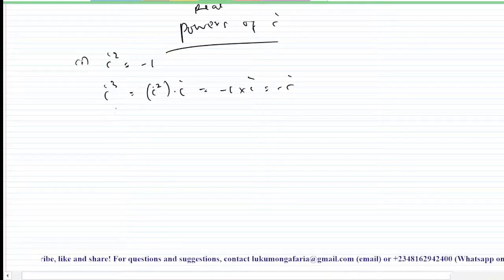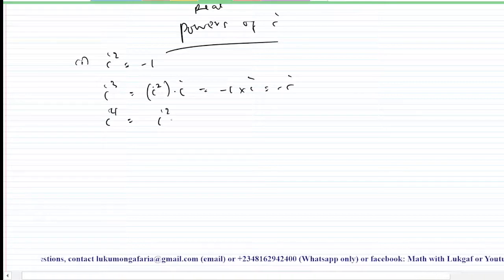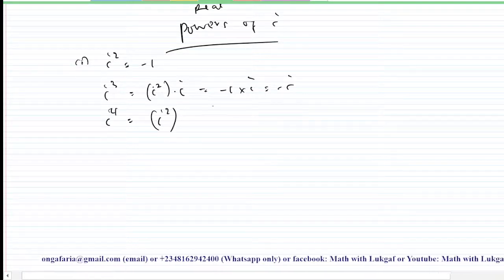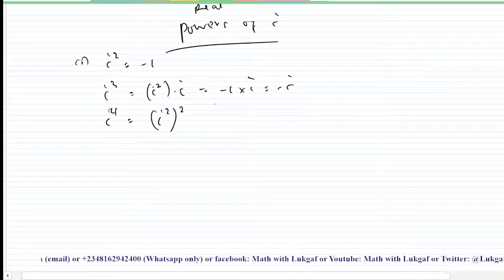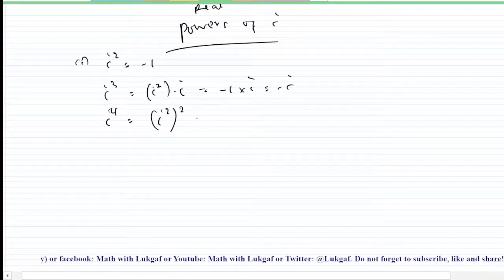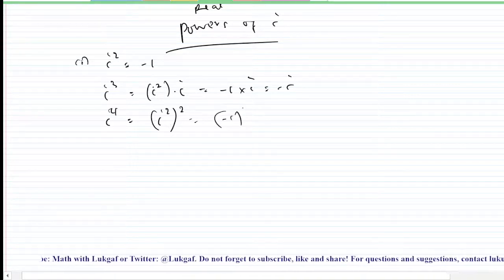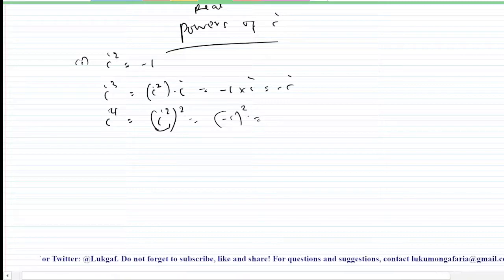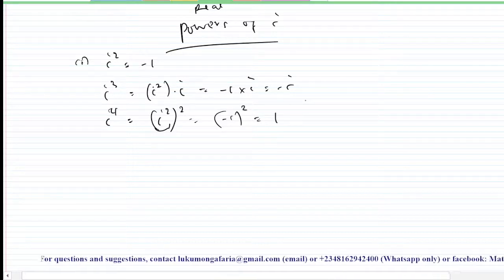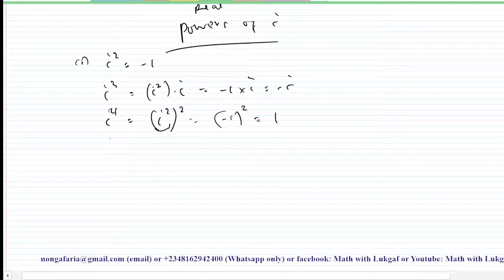Now what of i raised to power 4? I can say this is the same thing as i squared, everything squared, by the power law: a to the power m, raised to power n, is the same thing as a to the power mn. This is the same thing as -1, that is i squared, everything squared. The square of a negative number gives you a positive, and this is going to give me 1. So it means i to the power 4 is equal to 1.